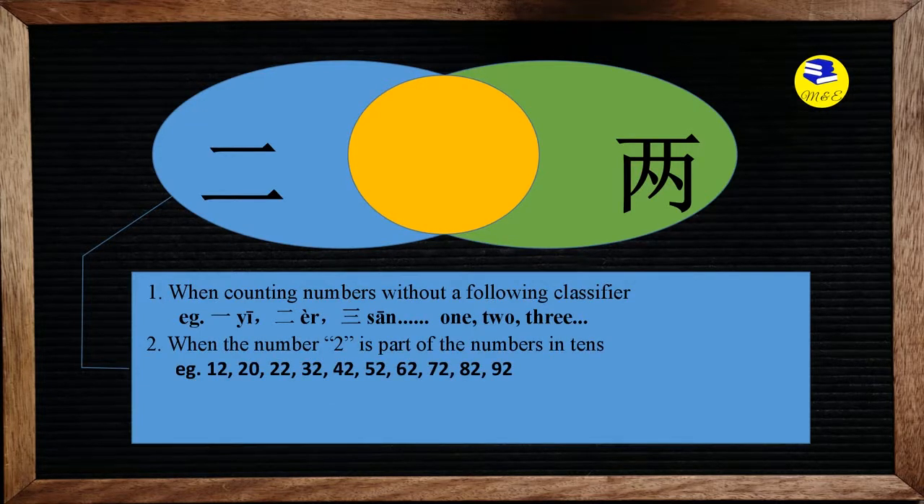Okay? The second situation is when the number 2 is part of the numbers in tens. For example, 12, 20, 22, 32, 42, 52, 62, 72, 82, and 92. We only can say 十二, 二十, 二十二, 三十二, 四十二, 五十二, 六十二, 七十二, 八十二, 九十二, right? But we cannot say 十两, 两十. No, not like this, okay?